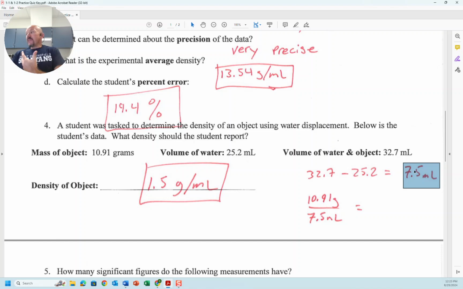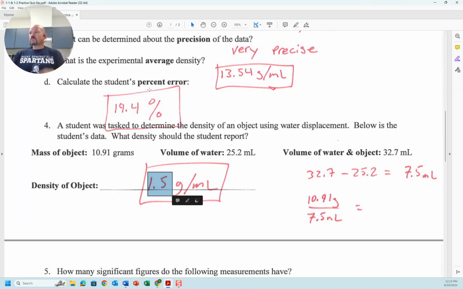So now, that would be the volume I report for the metal with the correct number of decimal places. Okay, but then to get the density, it's going to be the mass, which has 4 sig digs, divided by the volume of just the metal, which only has 2 sig digs. So when I do my mass divided by volume, I have to round that answer to only 2 sig digs. So that's why my density is 1.5 grams per milliliter. That's why I can only report 2 significant figures.